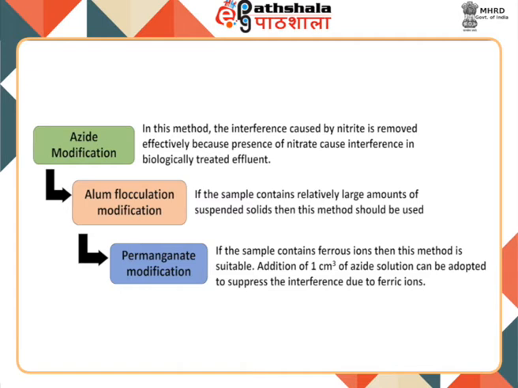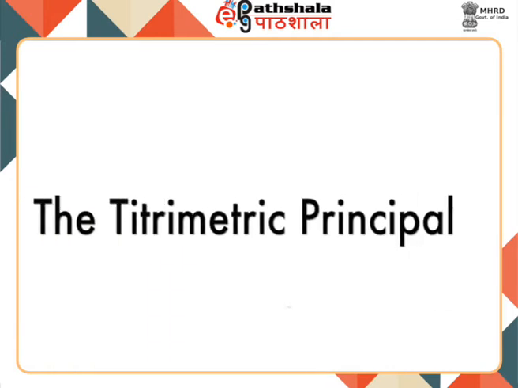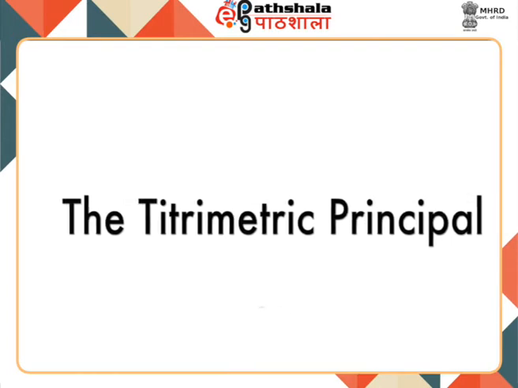We will add 1 cm³ of azide solution that can be adopted to suppress the interference due to ferric ions. Now, we will study the titrimetric principle in detail. The chemical determination of oxygen concentration in a water sample is based on the method first proposed by Winkler in 1888 and further modified by Strickland and Parsons in 1968.